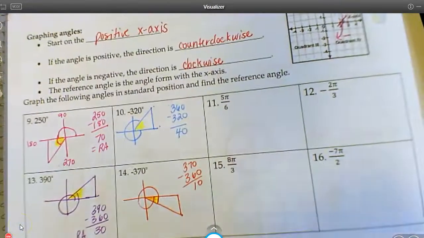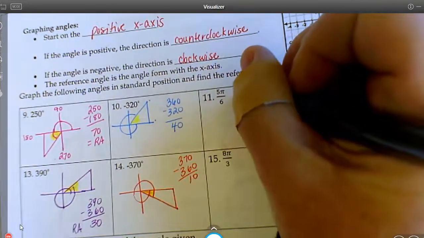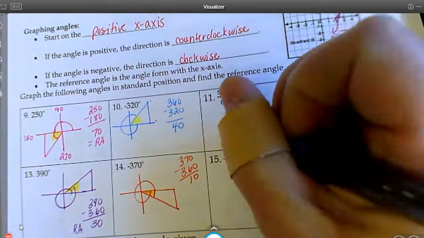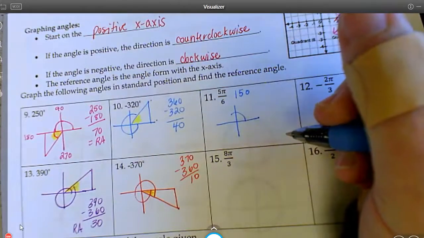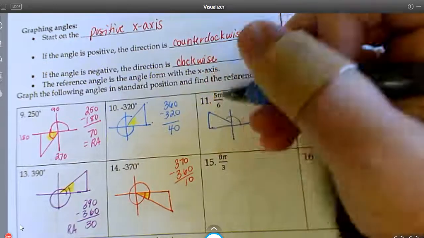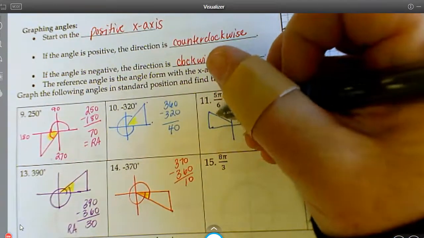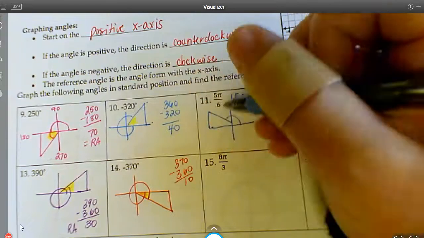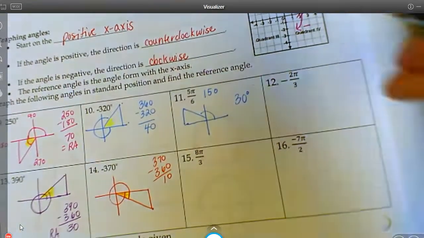Number 11. 5 pi over 6 comes out to be 150. So we're going to draw where 150 is. Part of the thing is to draw the angle. Then you make your little triangle. Your angle you're looking for is this angle down here. That's 150. That's 180. So you're subtracting 180 and 150. So 30 is your reference angle.